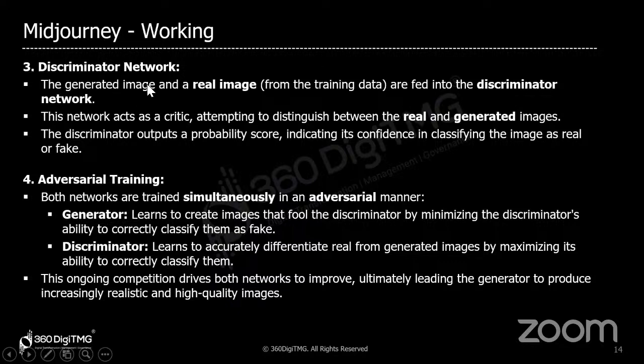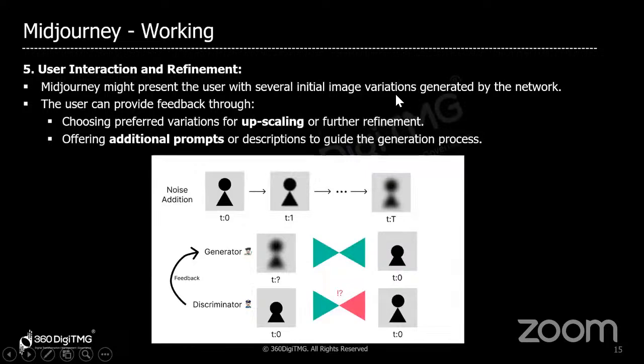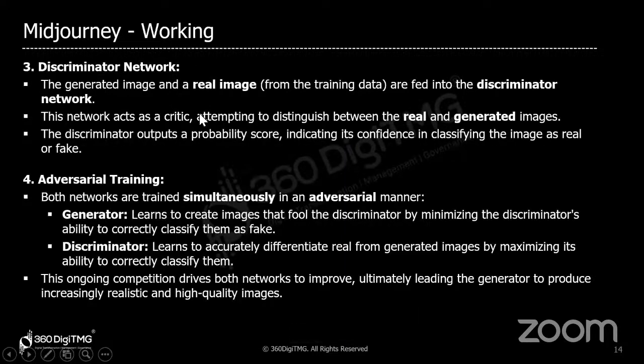Whatever images are generated by our generator network, together with the real images, are fed to the discriminator network, which then determines whether the image is in the correct form or not. This network acts as a critic. It attempts to distinguish between the real and the generated image, and it gives a probability score, indicating its confidence in classifying the image as real or fake.